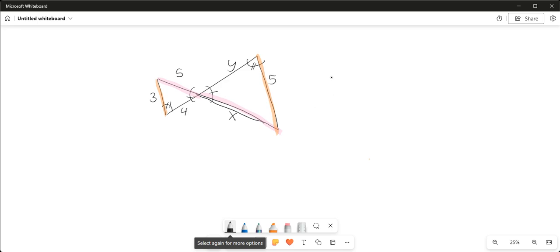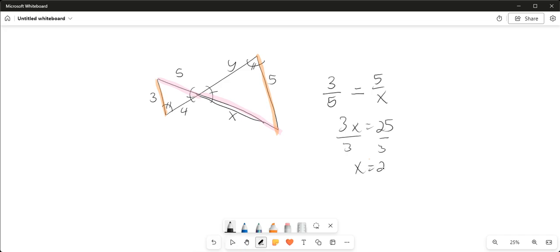Okay, all right, so 3 is to 5 as 5 is to X. 3X equals 25, so X equals 25 over 3. And 3 is to 5 as 4 is to Y, and 3Y is equal to 20, so Y is equal to 20 over 3. All right, and then I'll check that. And that is also correct.